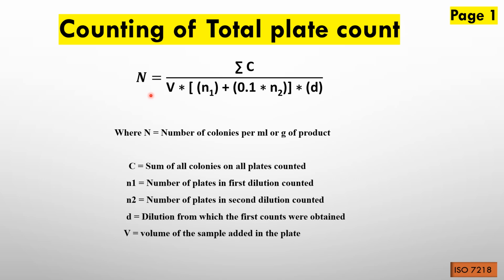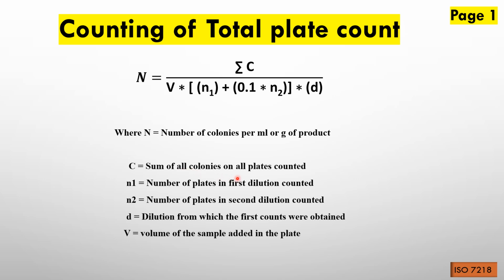As we already discussed, this is a formula for total plate counts, giving the number of colonies per ml or per gram of the product. Summation C is the sum of all the colonies on all plates. Especially we will use two dilutions, with maybe two plates or one plate in each. But in our example, we used only one plate per dilution: the first dilution, which will be the transfer -1, and the second dilution, one plate also. Thus, the formula will become shortened.